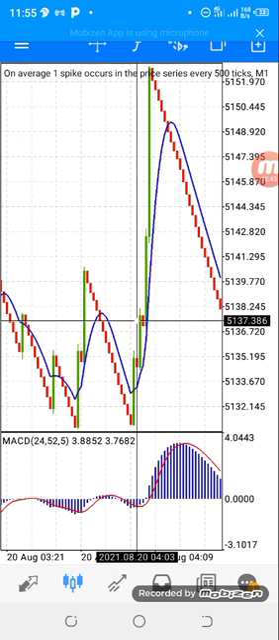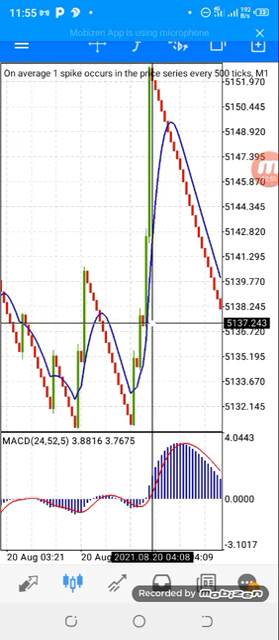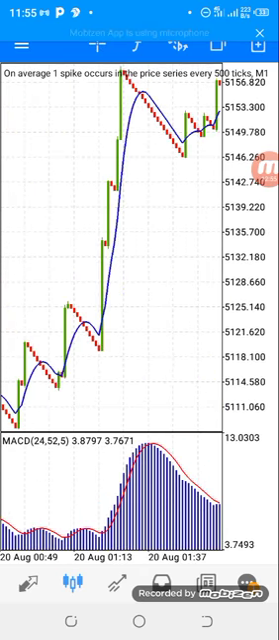Now we have the MACD bar above the red signal line, but none of the red bars touches the 10 linear moving average. Let's check.